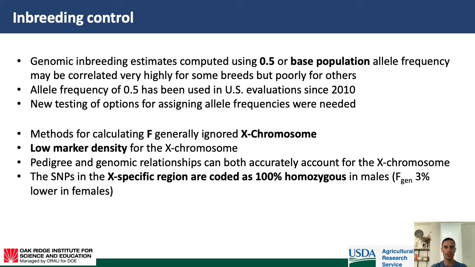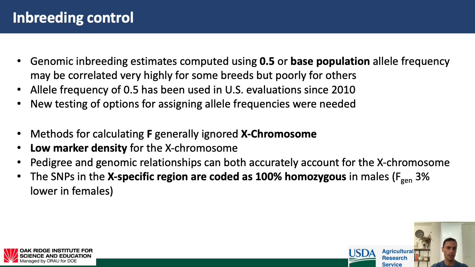Genomic inbreeding estimates computed using 0.5 or base population allele frequencies are highly correlated for some breeds but not for others. A frequency of 0.5 has been used for reported genomic inbreeding in the US since 2010 because the method to compute base population frequencies became unaffordable for the population size. Therefore, new testing for assigning allele frequencies was needed.